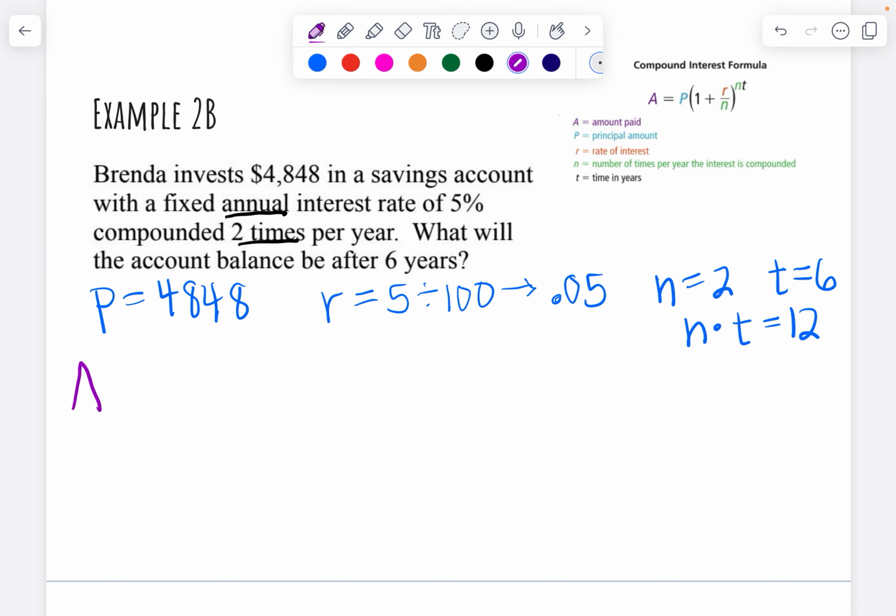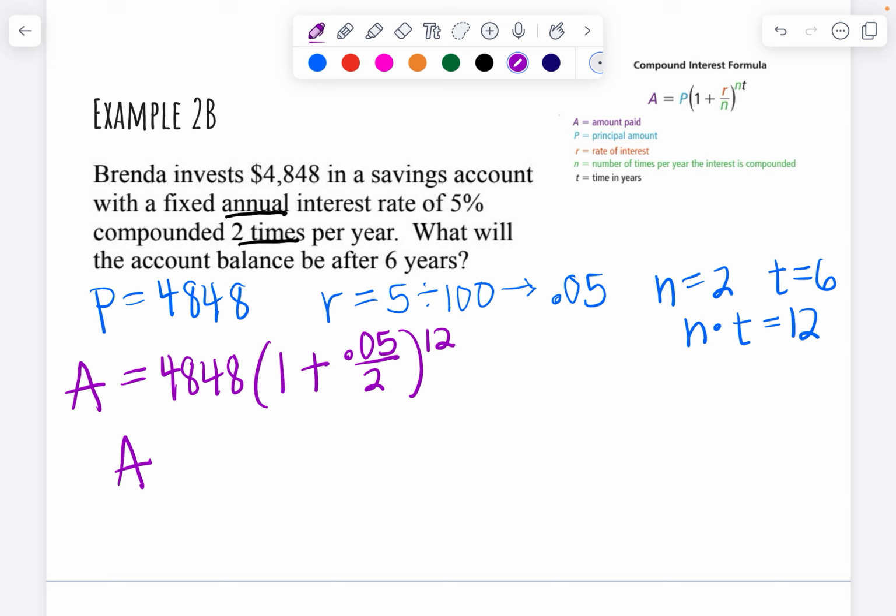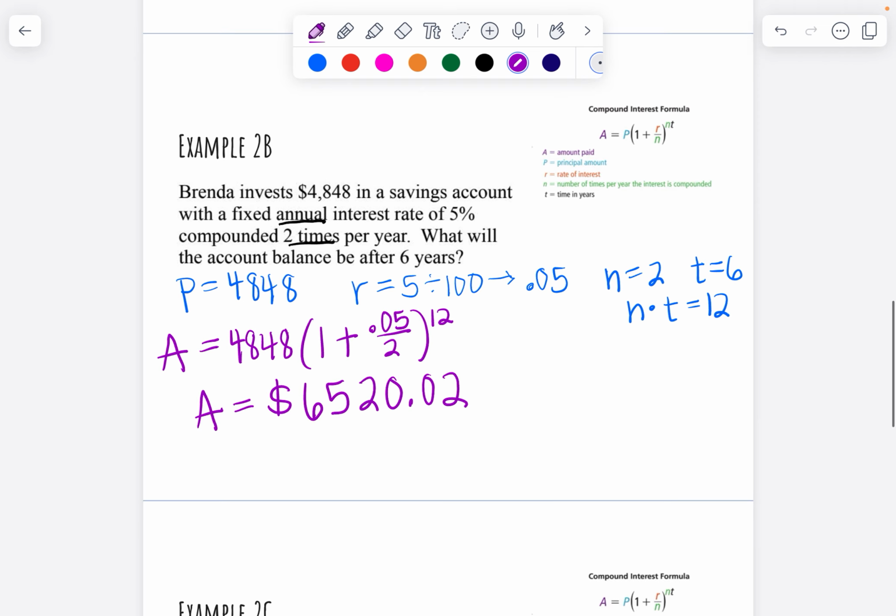So plugging everything in, the final amount is the principal, which is 4,848, times (1 plus our rate, 0.05 divided by our n, which is 2) to the power of n times t, so to the power of 12. And after 6 years, her savings account would have $6,520.02. So for doing nothing, she made, what is that, like $1,700-ish dollars? Not bad.